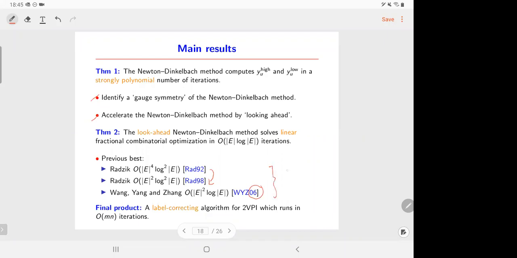All these bounds hold for the classical Newton method. And with the acceleration technique, we were able to bring this down further to e log e iterations. And then the final product of this is a label correcting algorithm for the 2VPI problem, which runs in mn iterations.